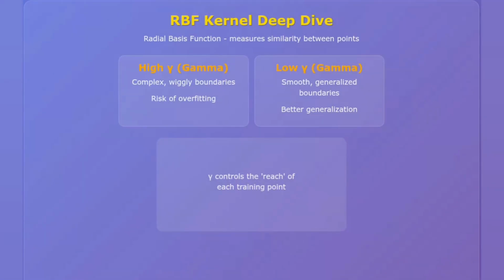Let's focus on the RBF kernel since it's so widely used. RBF stands for radial basis function, and it measures similarity between data points. The gamma parameter controls the reach of each training point. High gamma means each point has a smaller influence, creating more complex boundaries. Low gamma creates smoother, more generalized boundaries. Think of gamma as controlling how wiggly your decision boundary can be.